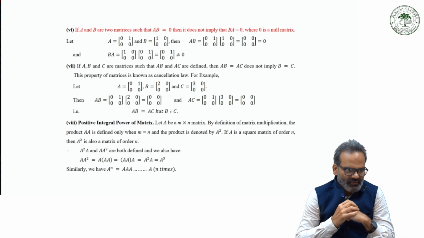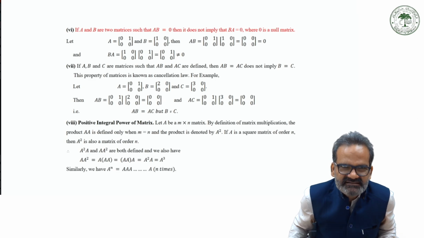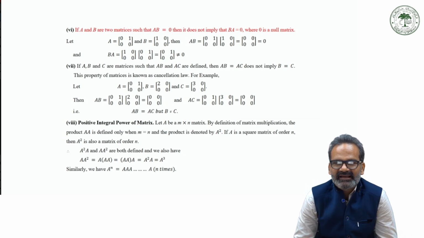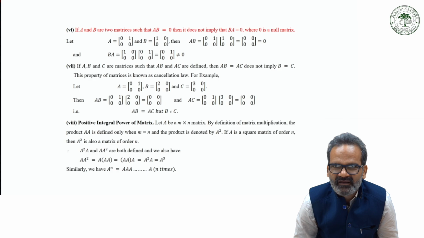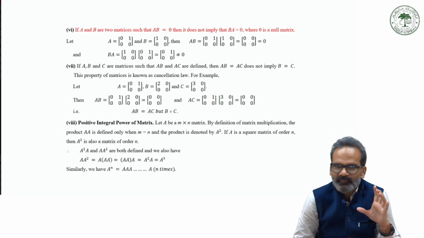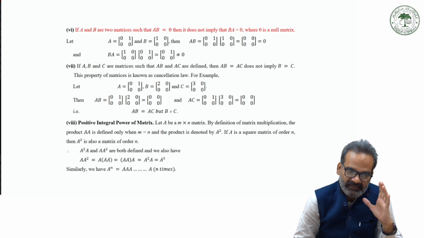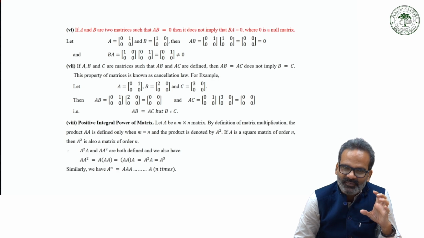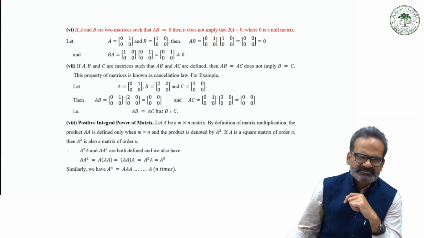The next property is what? If A and B are two matrices such that AB is equal to 0, then it doesn't imply that BA is equal to 0, where 0 is a null matrix. These properties are actually very important, right? You people should remember or understand. I will use the word understand rather than remember these properties, because these properties will help you a lot during the solutions of the various questions. Okay. So this is property 6.